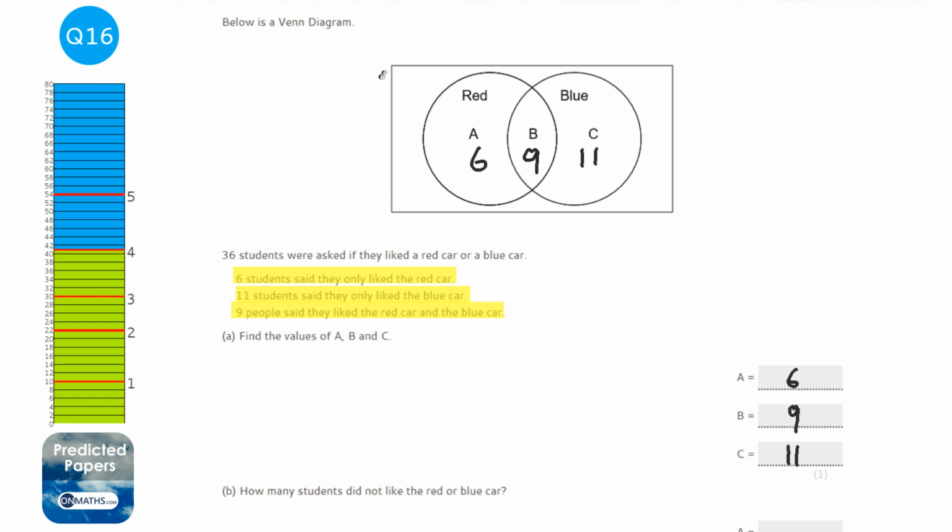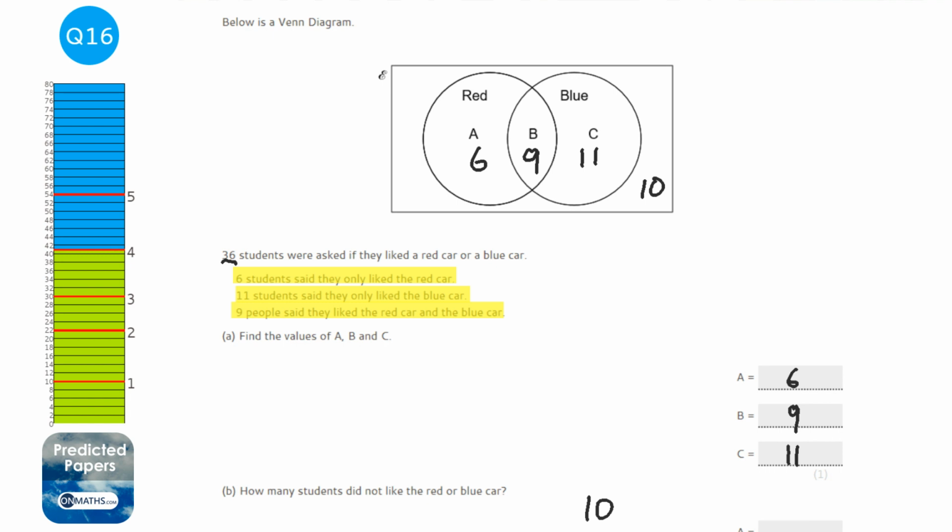And you'll normally be asked to put this directly in the Venn diagram itself, but obviously on this one we just put them into the bottom right. Okay, next question says how many students did not like the red or blue car. It says there's 36 students altogether. So we need to add up how many students we've accounted for so far. So 9 plus 11 is 20, 20 plus 6 is 26, and so that leaves us with 10 people left. And you'd normally put those on the outside here.